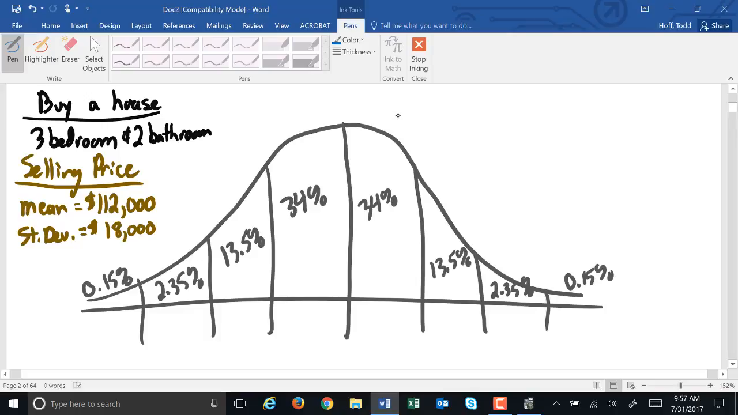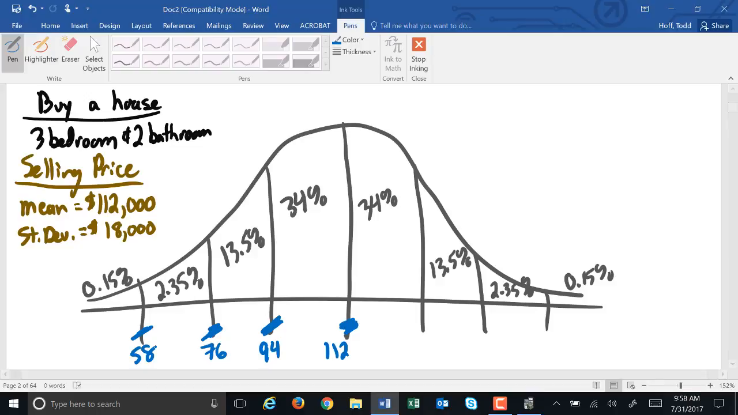What number is going to go underneath the center right here? 112. And I'm just going to write the 112 and leave the 3 zeros off. We all know it's 112,000, right? As we go to the left, what number goes here? 94. Where'd that come from? Yes, 112 minus 18. What goes here? 76. 94 minus another 18. And what goes here? 58,000.